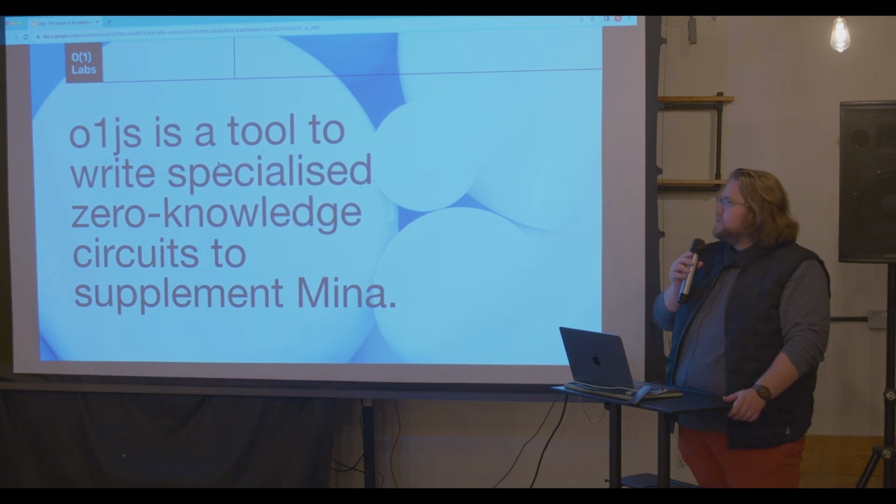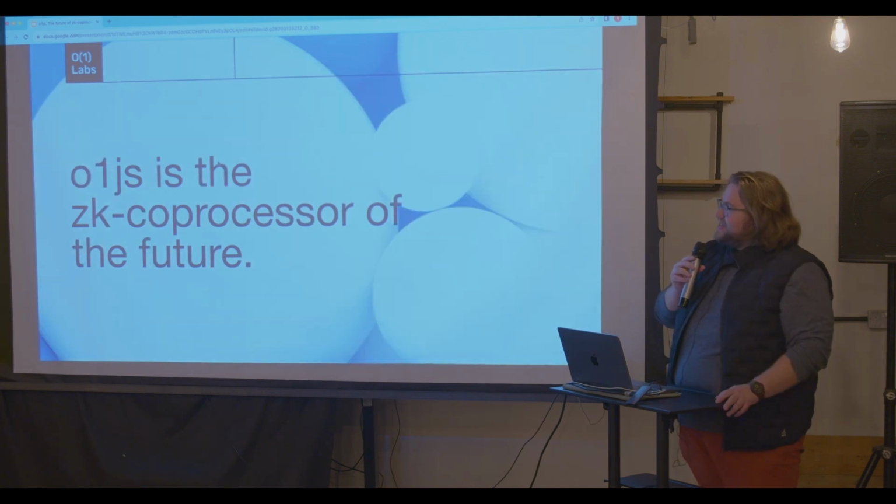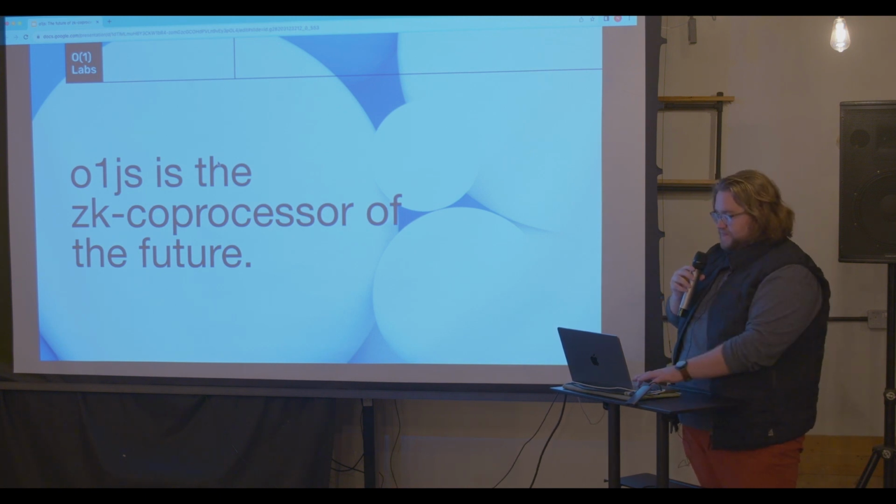So yeah, o1js is essentially a tool that allows you to write very specialized zero-knowledge circuits that supplement Mina. Some of you might ask, what are circuits? Circuits are just descriptions for algorithms that you can then cryptographically prove. When you execute them, you get a nice little proof that you can send to the Mina chain and verify very cheaply. So o1js is the right tool and the perfect tool to do that. And o1js is the ZK coprocessor of the future. At least I think that. I think everyone from O1 Labs thinks that. And it's a very powerful tool.